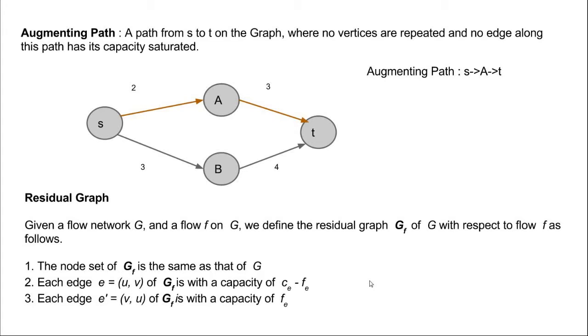3. Each edge e' = (v,u) of GF has capacity fe. e' = (v,u) is the reverse edge of (u,v). For the reverse edges, we keep the capacity equal to the flow along the forward edges.